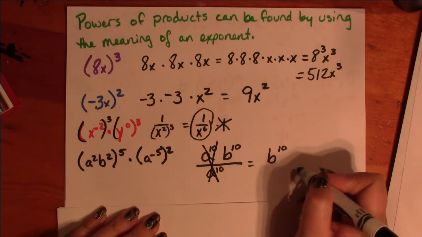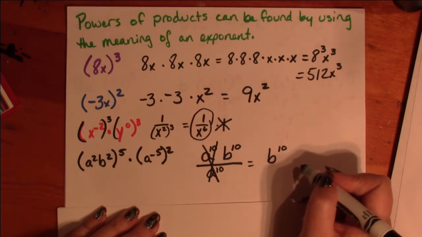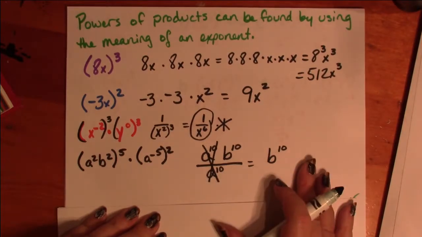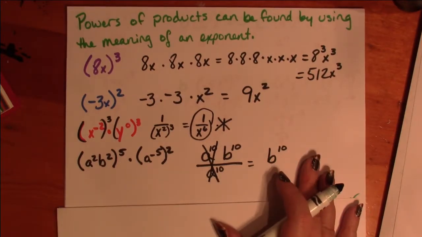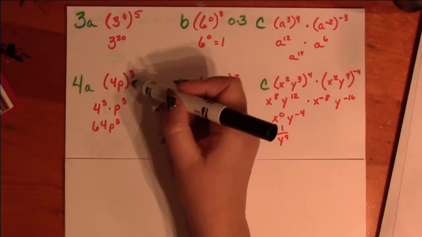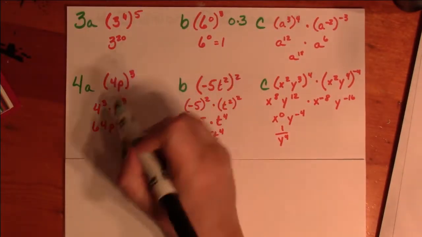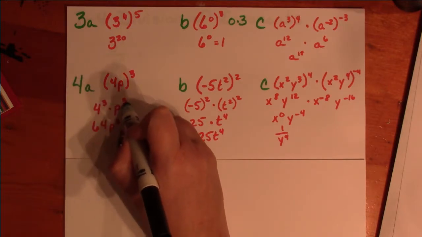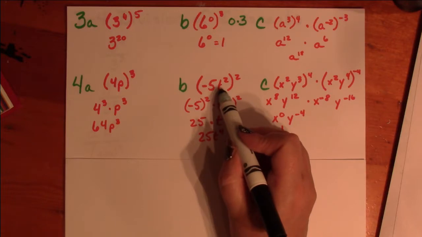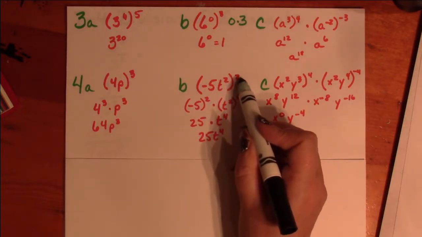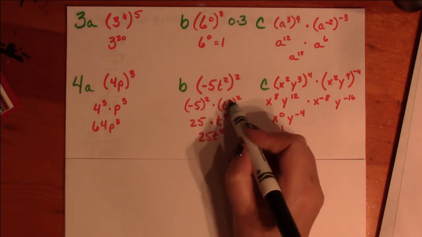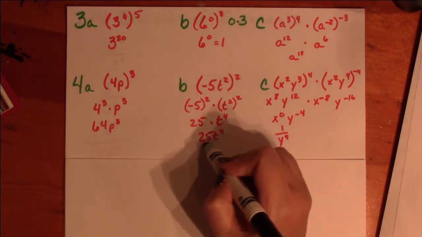You've got number 4. Check It Out on page 477. Give it a try so you can see what it's like and have me walk you through it. Push pause, and then come back when you're done to check your answer. So for 4a, 4p to the third is 4 to the third times p to the third, which is 64p to the third. Negative 5t squared is negative 5 squared, which is 25, times t squared squared, which is t to the fourth.